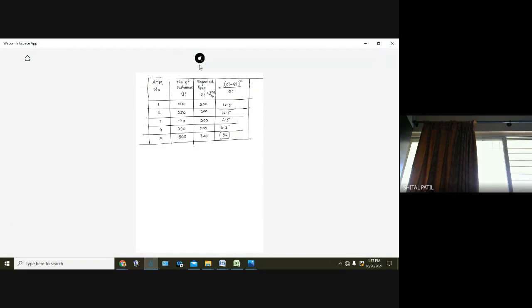Then write down here. K, number of observations: 4. P, number of calculations done when EI is less than 5. But all EI are 200, so no such calculation. So degree of freedom. What is degree of freedom? K minus P minus 1.